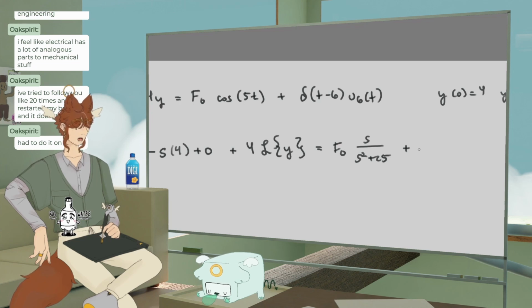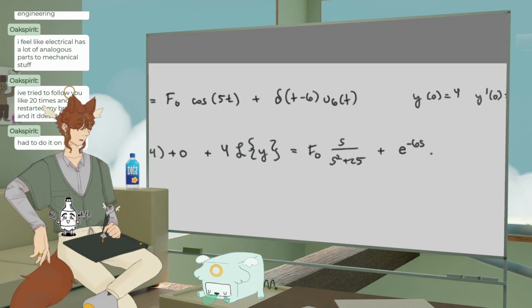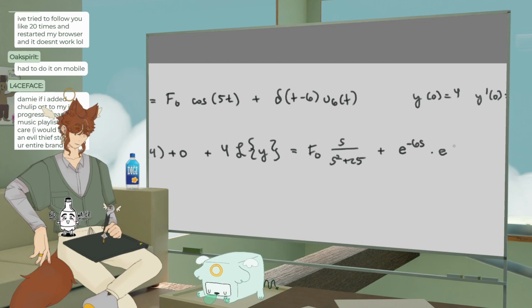It's gonna be like E. Is it not like E to the... because U of 6 is going to be e to the negative 6s, and D of t minus 6 is going to be e to the negative 6s? Wait, what happens when I have a unit step function and a delta function? Oh, something happens. Oh, that one we just did.